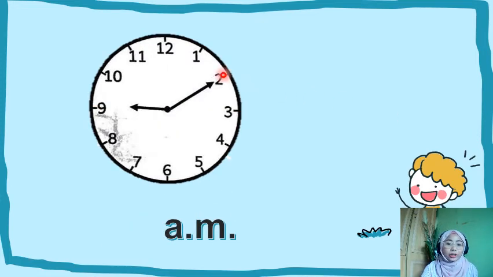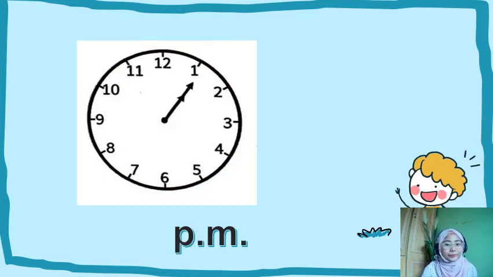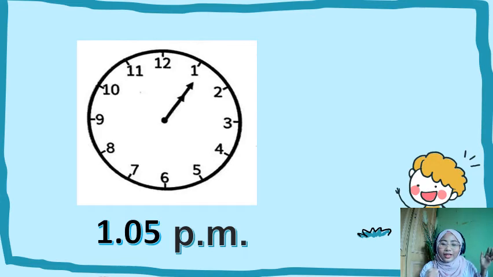Next. The hour hand is pointing between 9 and 10. Then the long hand is pointing at 2. So it means that it is 9:10 a.m. Now we have the hour hand and the minute hand together, combined together. This is a bit weird. So how do we say it? Well, you can say it like this. It is 1:05 p.m.